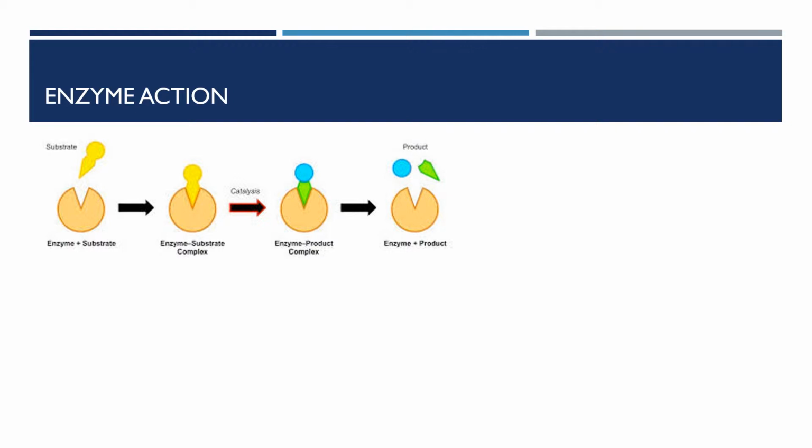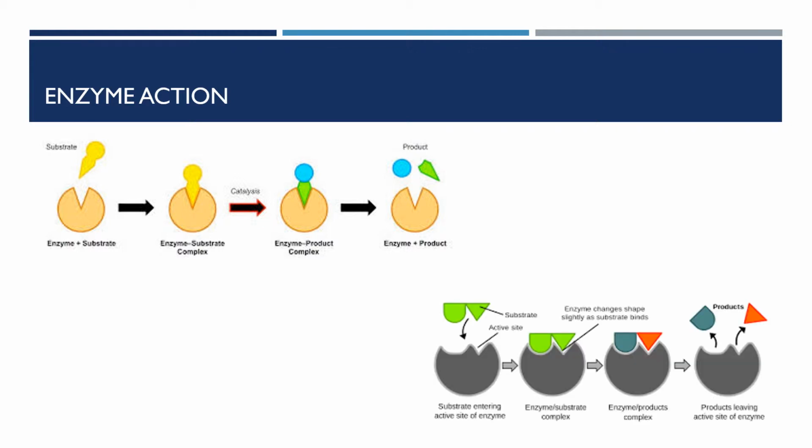Now that enzyme substrate complex is then broken down by the enzyme to form two products, which break apart once they are formed. And that is called the lock and key model.